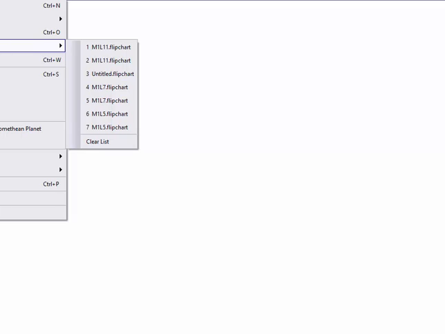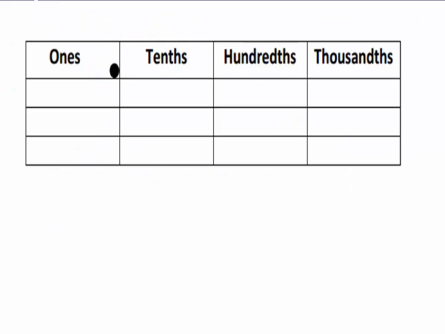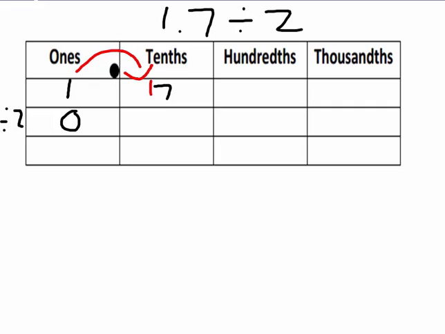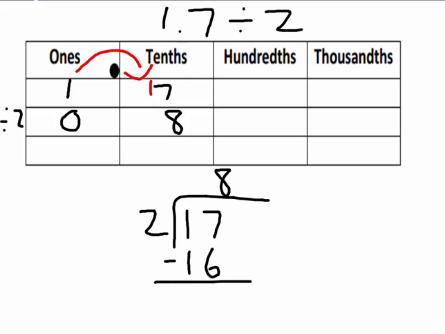I'm going to open up, hopefully, a place value chart. Alright, we have this problem, 1.7 divided by 2. Well, I'm going to solve it, 1, 7, and I'm dividing it by 2. 2 does not go into 1, so that would be a 0, and I'm going to regroup, so I have 17. 2 goes into 17 8 times. And what am I left with? I'm left with 8, 16, and I have this remainder.